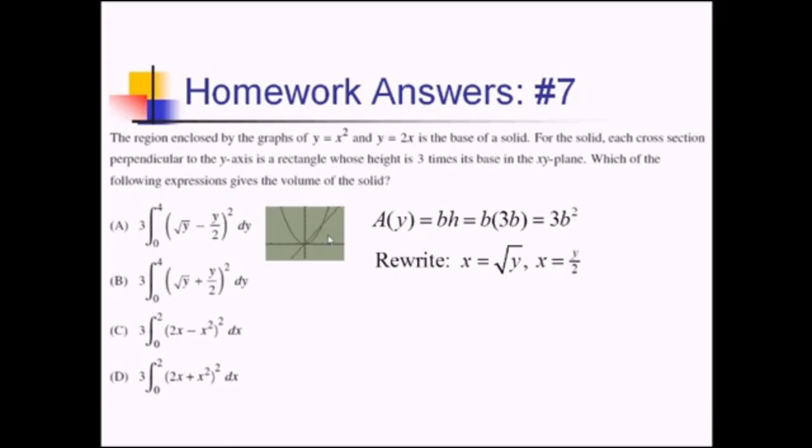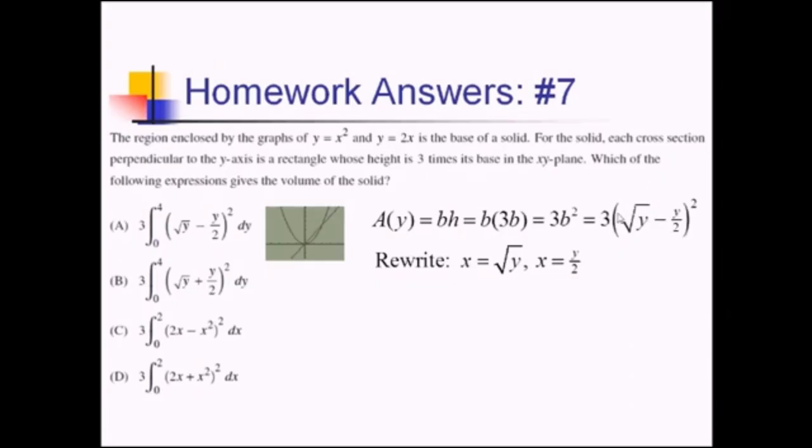So now if I want the distance between these functions, which is the base of my rectangles, I'm just going to be using right minus left. We've got the square root of y minus y over 2. So we're doing 3 times that stuff squared. Now at this point, just thinking ahead a little bit, to get the volume from integrating all of these rectangles, we're going to take the integral with this inside of it. This is everything that's going inside the integral.